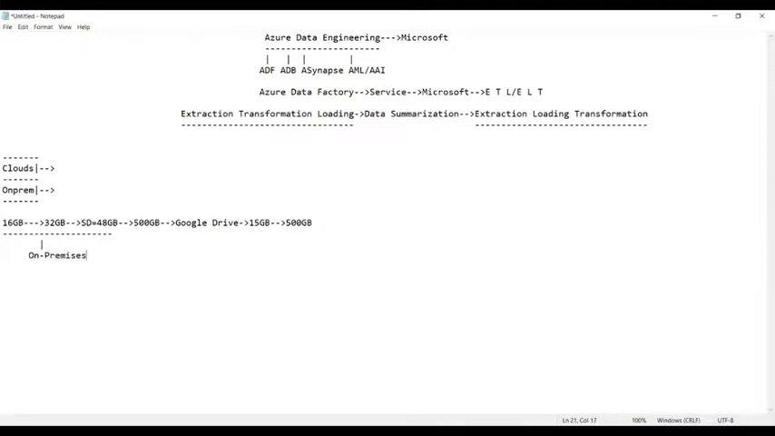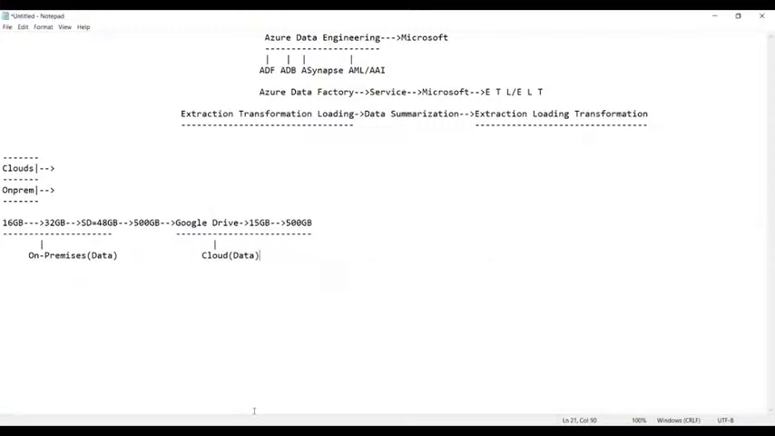This is called what? On-premises data. And whatever data we have, we store it in Google Drive. What is this kind of storage called? Cloud storage. Cloud data. The data stored in the cloud.